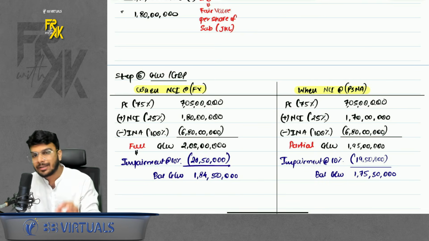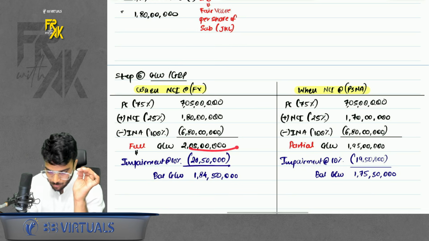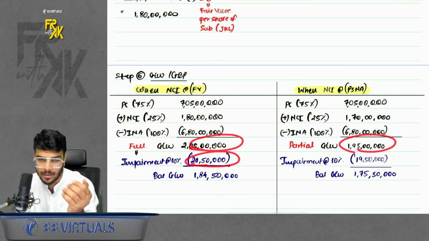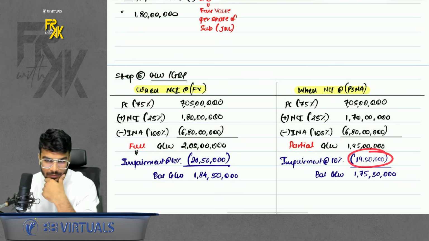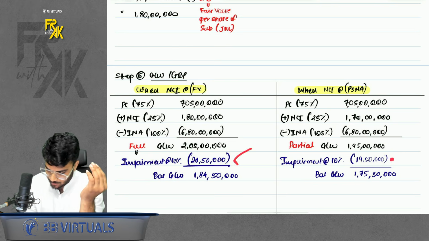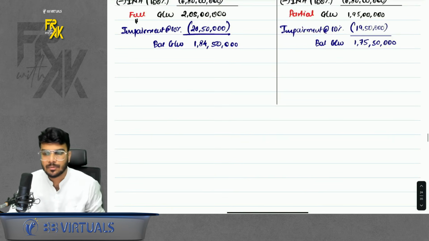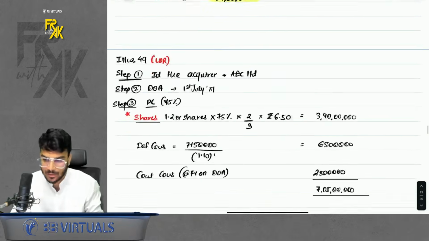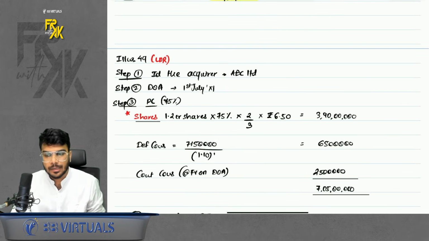And in the question, one last piece of information was mentioned: whatever goodwill you get, you will have to do 10% impairment. So reduce the goodwill by 10%. Under both the circumstances, you will reduce by 10%. Simple. This was the question, illustration number 49. Okay, clear with this illustration?